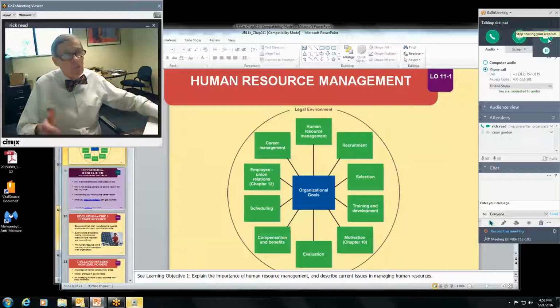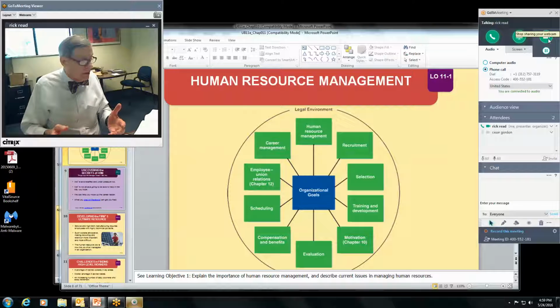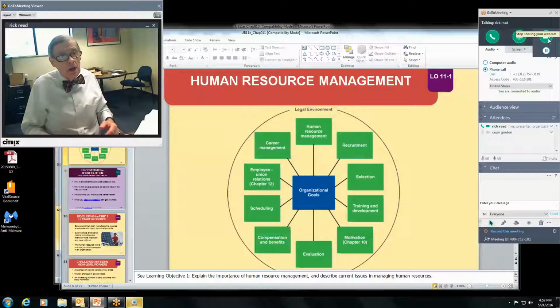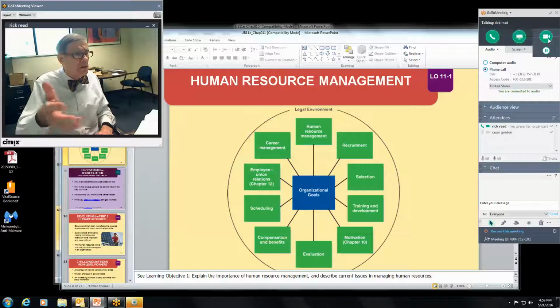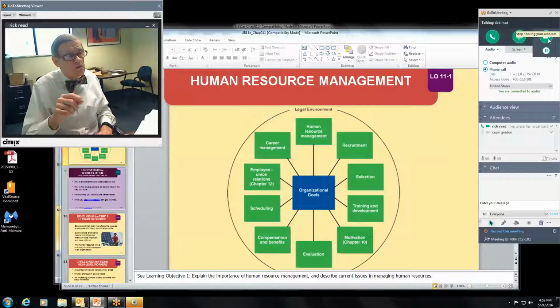Figure 11.1, which you can see here, we have graphically displayed, shows the many functions of human resource management. It talks here about the legal environment. I guess we could say that, but this is also the work environment because we're talking about recruitment and selection and things of that nature. We have to be cognizant of the fact that Title VII of the 1964 Civil Rights Act radically changed the way employers can recruit, select, promote, schedule for training, etc., their employees.